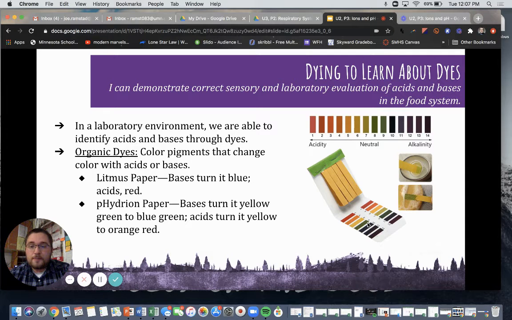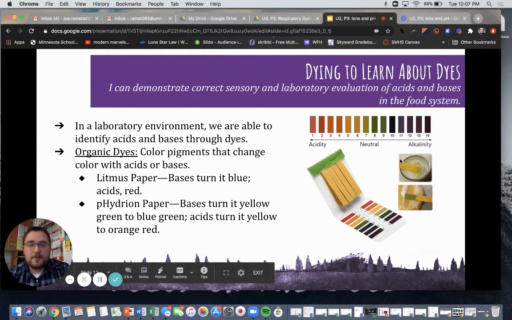Similarly, pH or pH hydron or p hydron, I've heard it pronounced both ways, paper. Bases turn it yellow, green to blue-green, and acids turn it yellow to orange-red. And over on the right-hand side, we have an example of what a litmus paper, pH hydron or p hydron paper would look like. You just basically dip it into the substance, and there will be a scale provided on your container that you get the paper slips in, and you'll hold the paper up to the color and figure out what the pH is.